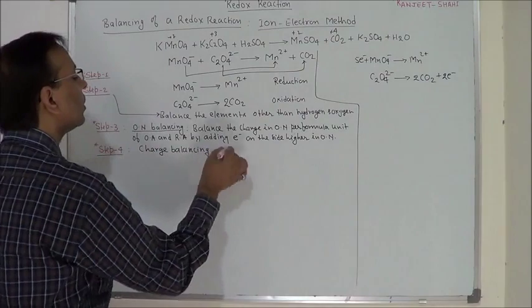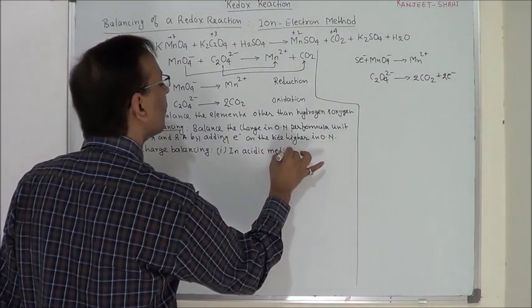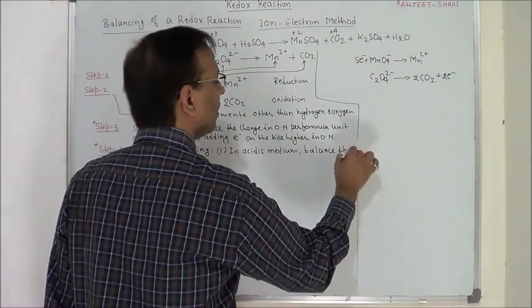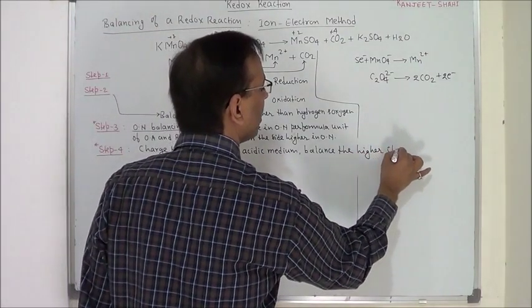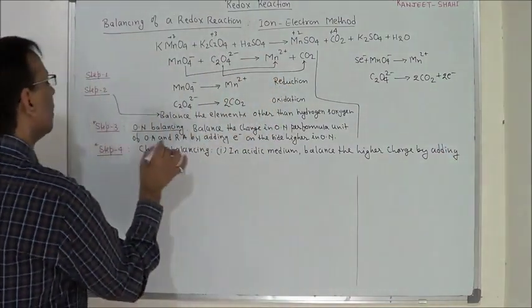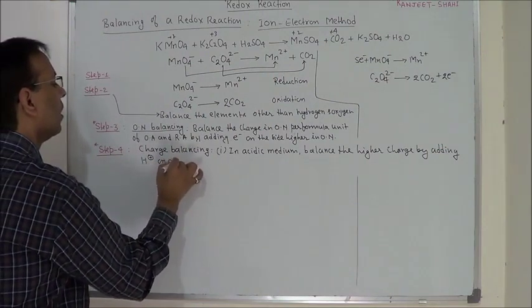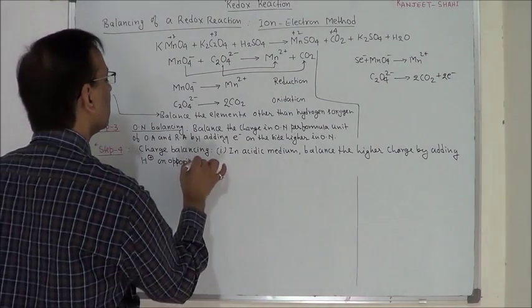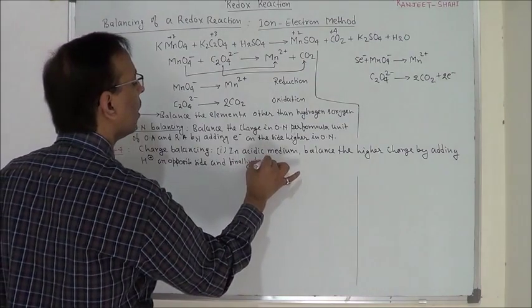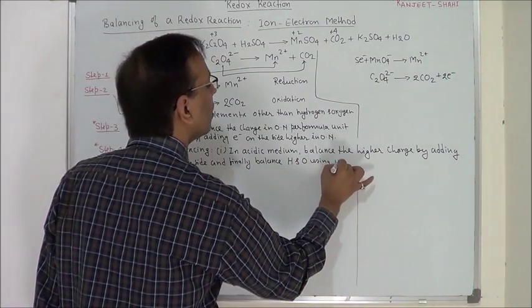So in acidic medium, balance the higher charge by adding hydrogen ion on the opposite side, and finally balance hydrogen and oxygen using water.